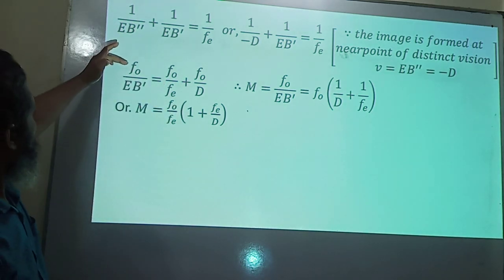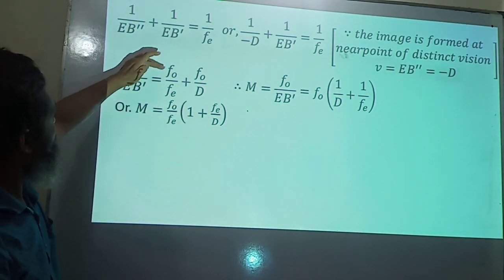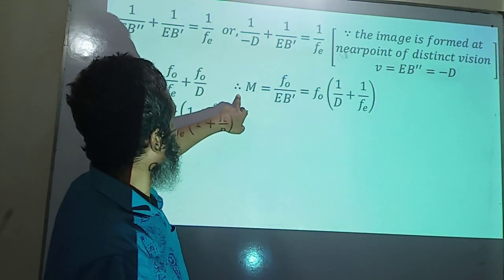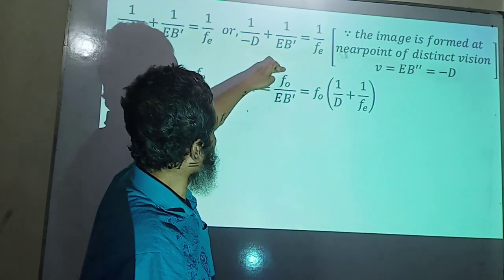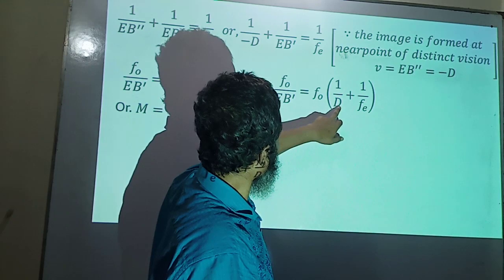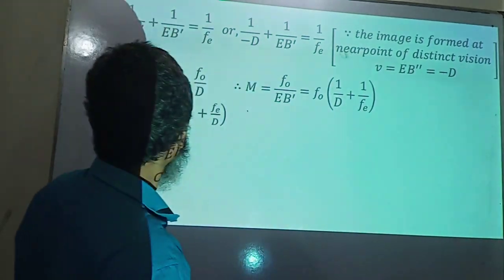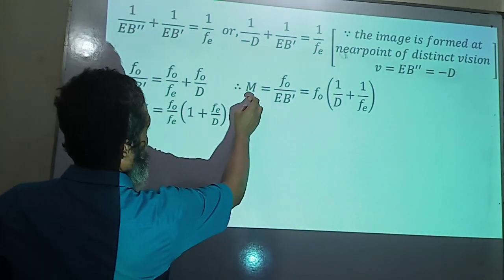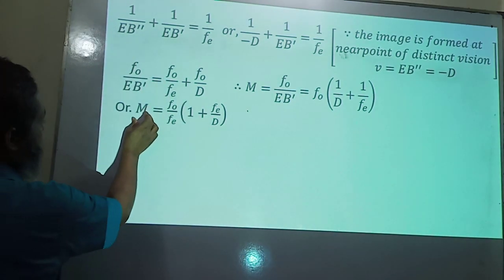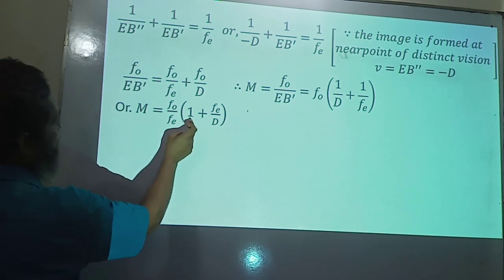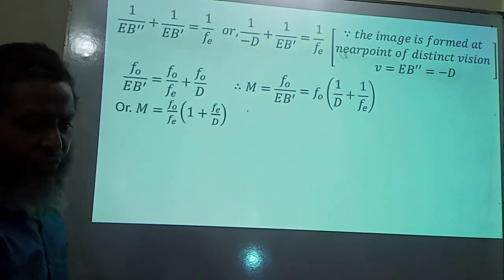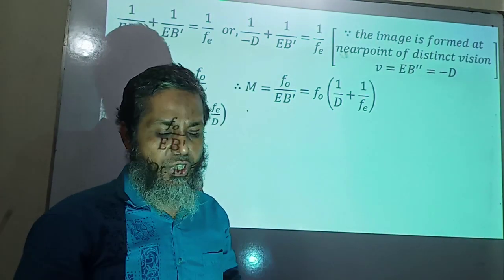So therefore f naught by E B prime is equal to f naught by f e plus f naught by D. Therefore m is equal to f naught by E B prime, is equal to f naught into 1 by D plus 1 by f e. So that is m is equal to f naught by f e into 1 plus f e by D. So we get the magnification for distinct vision.